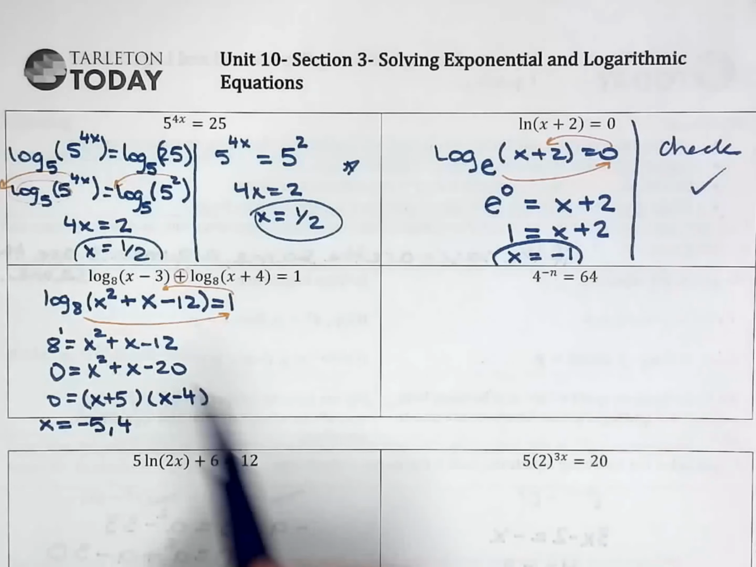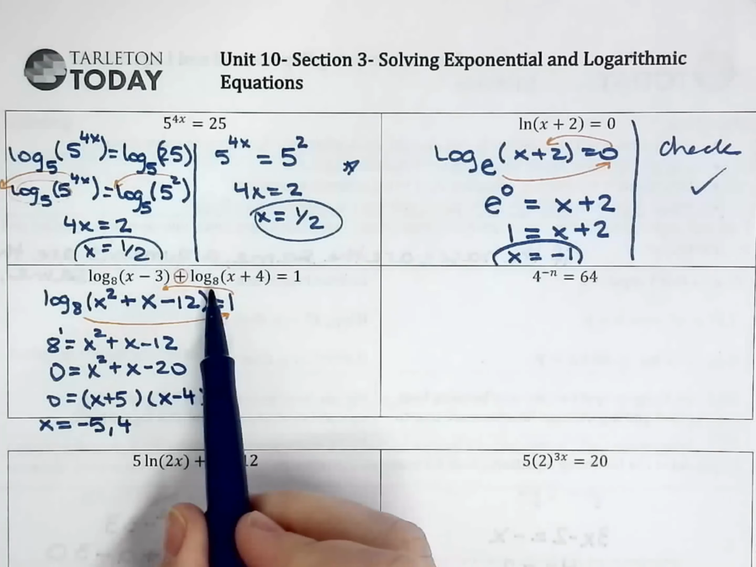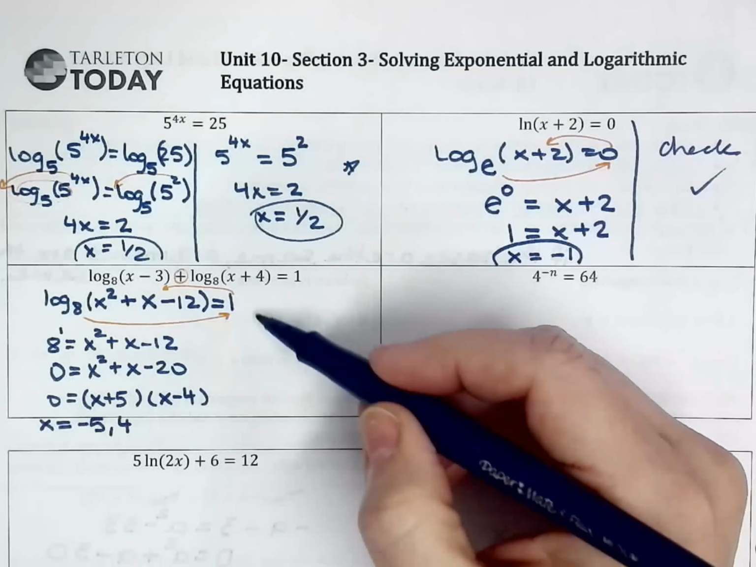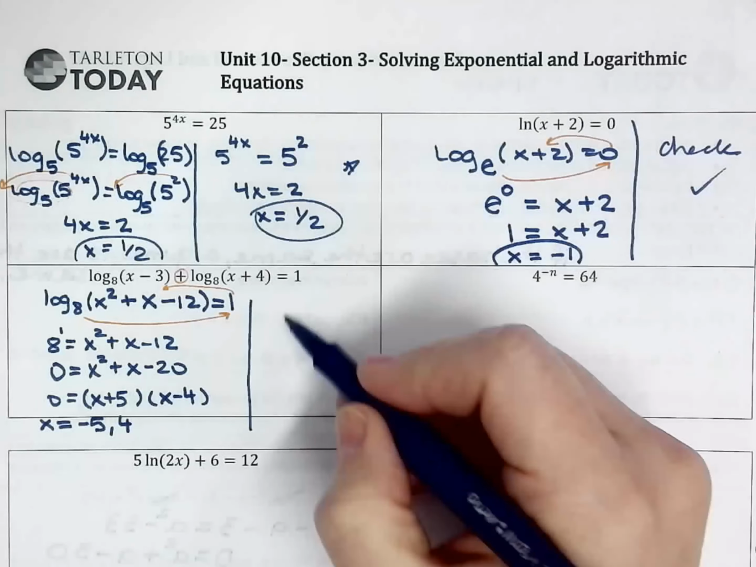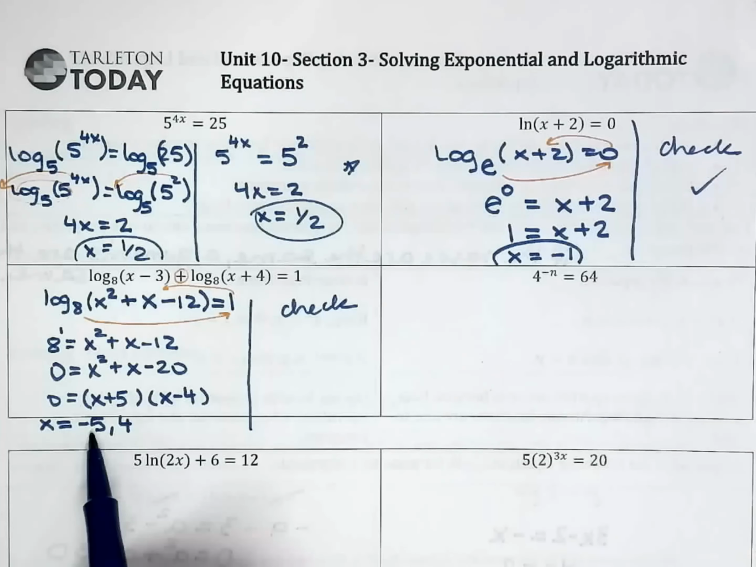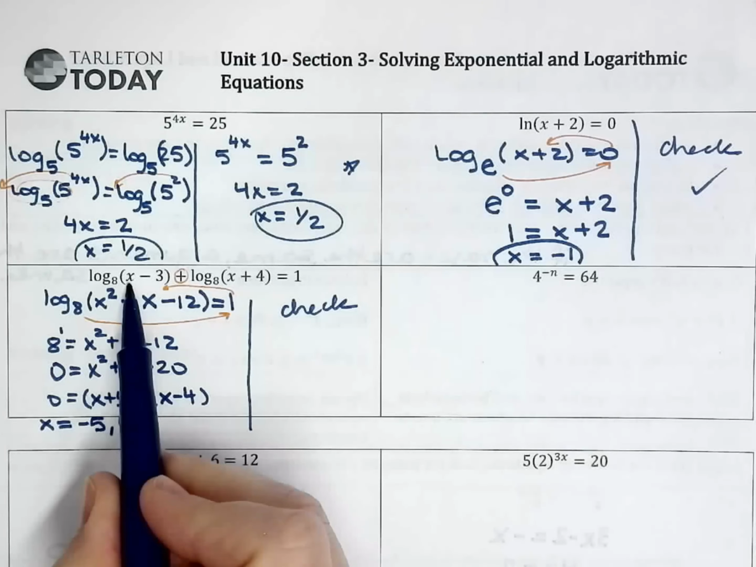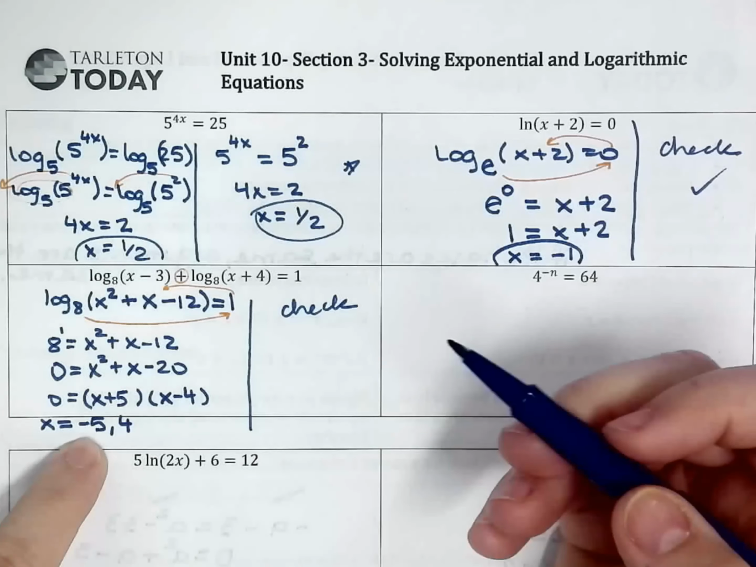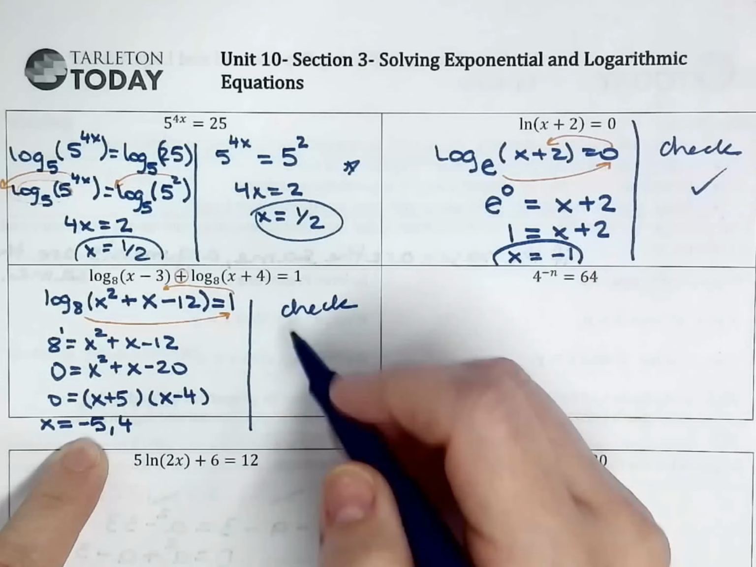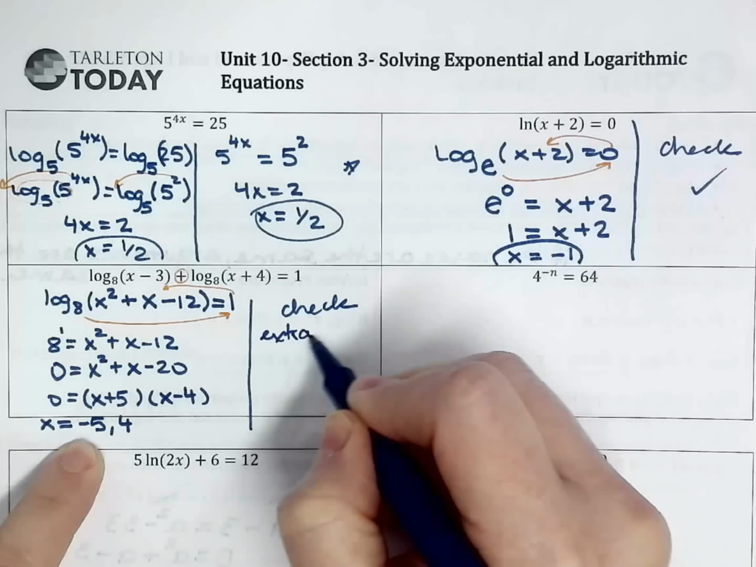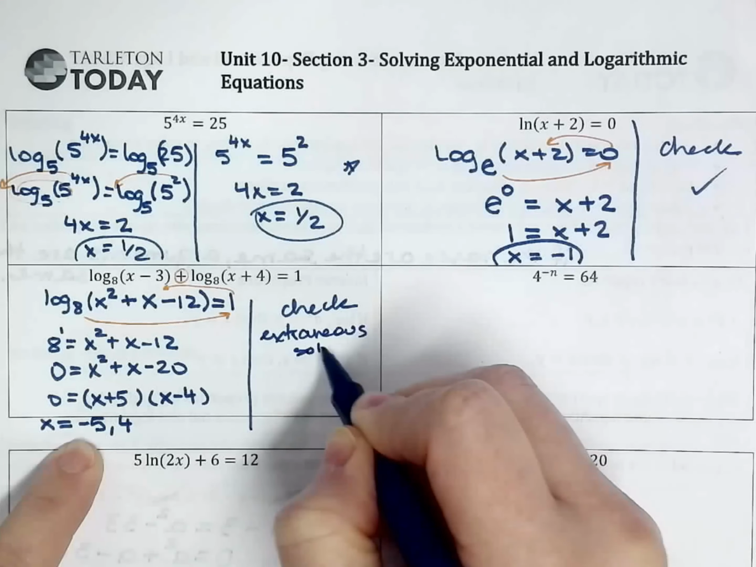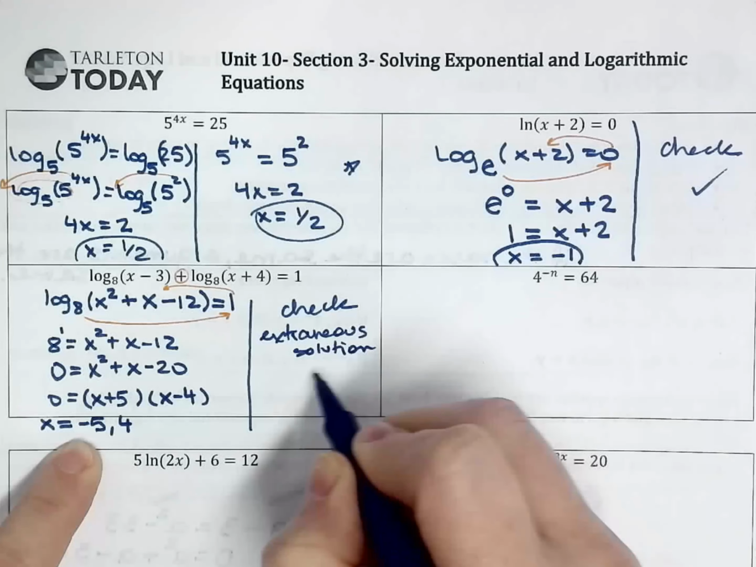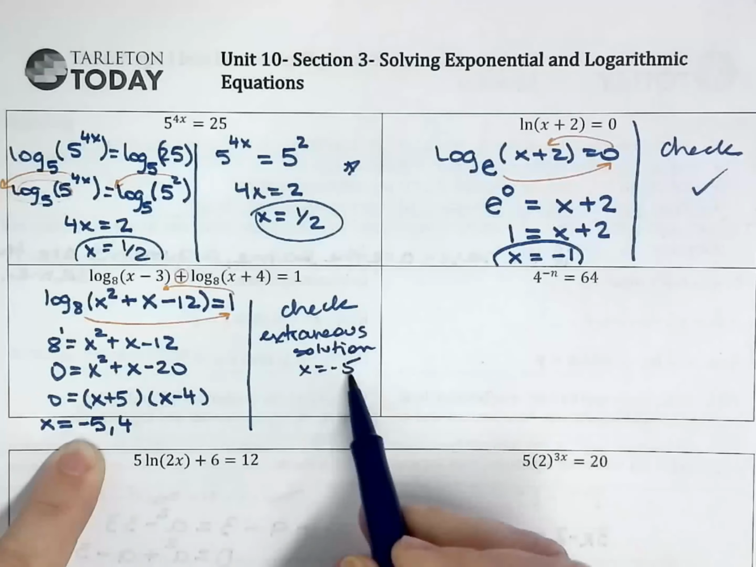But again, because this is a log equation, I need to check for extraneous solutions. So let's go ahead and plug that in. So negative 5 right there. Negative 5 minus 3 is negative 8. I can't take the log of a negative number. So negative 5 doesn't check. So the extraneous solution here is x equals negative 5 because it didn't check.